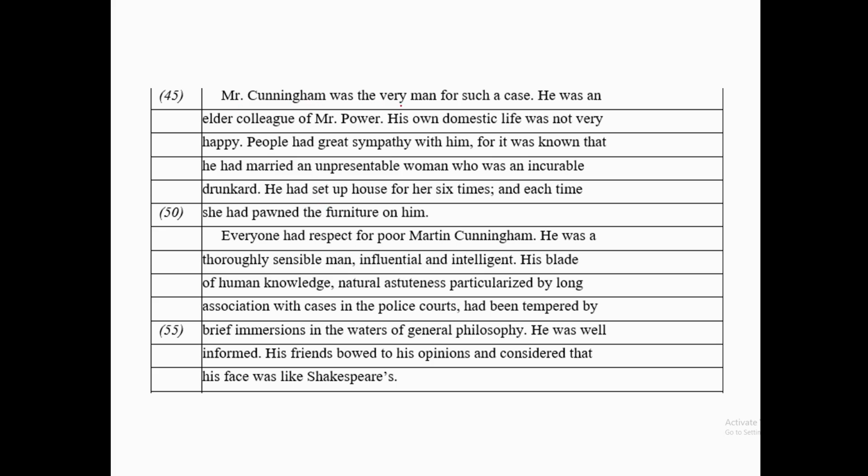So Mr. Cunningham was the very man for such a case. He was an elder colleague of Mr. Power. His own domestic life was not very happy. People had great sympathy for him, for it was known that he had married an unpresentable woman who was an incurable drunkard. He had set up the house for her 6 times, and each time she pawned the furniture on him. Everyone had respect for poor Martin Cunningham.